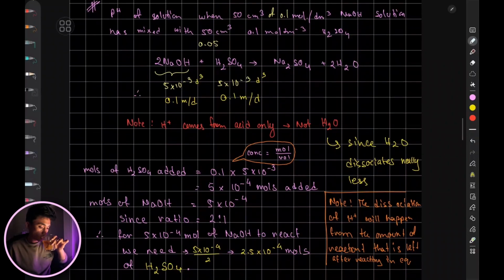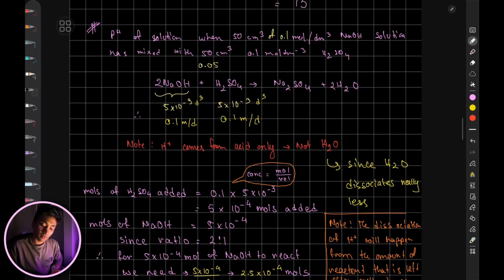Another example. This is a bit more like the examples that can come on my paper. Find the pH of the solution when 50 cm cube of 0.1 mole per dm cube NaOH solution is mixed with 50 cm cube of 0.1 mole per dm cube of H2SO4. So we want to find the pH of a solution where you have 0.05 dm cube. I always convert to dm cube, by the way. 0.05 dm cube of 0.1 mole per dm cube of NaOH.